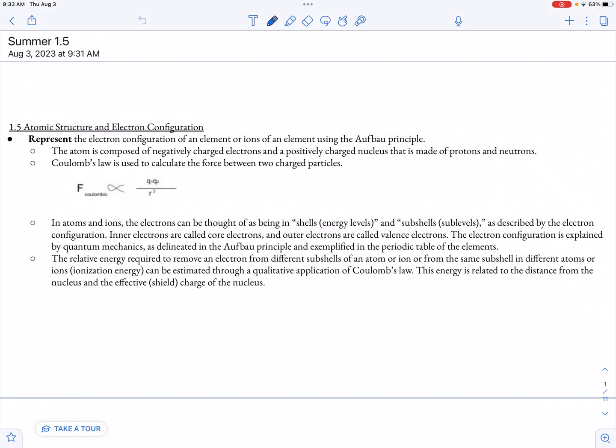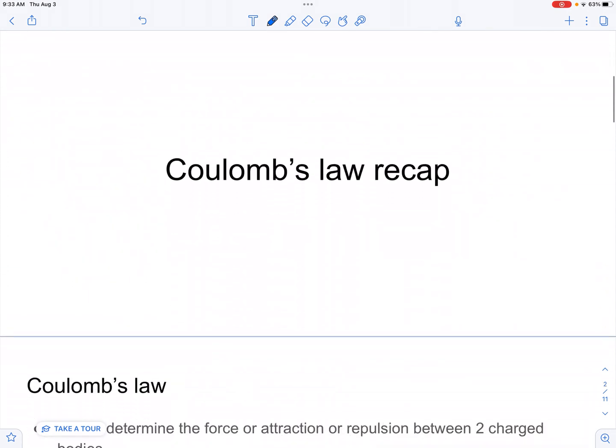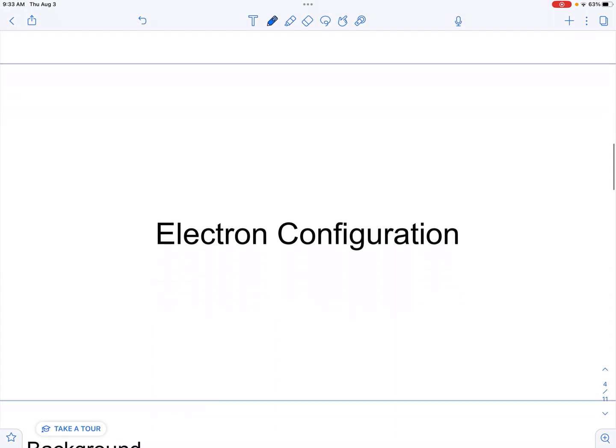All right, here's a review of 1.5. I'm not going to review the whole thing because I want to teach Coulomb's law through direct instruction. But here we are going to focus on this part. We are going to review electron configurations, the shells, the subshells, and then leave the rest of it for when we are together in September. So again, skipping Coulomb's law. I love Coulomb's law. You'll find it's my favorite law.